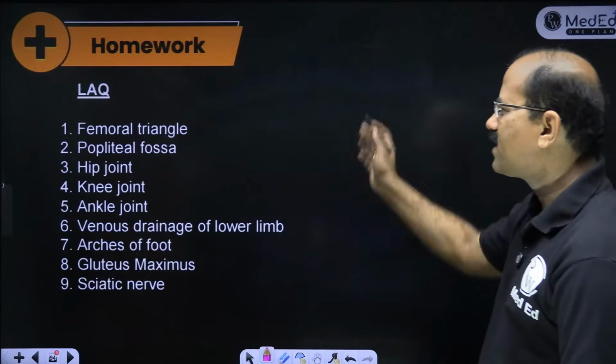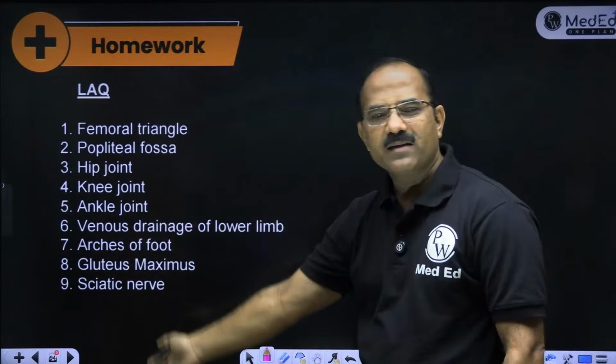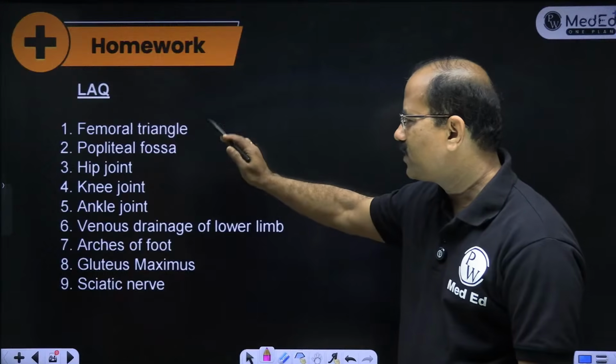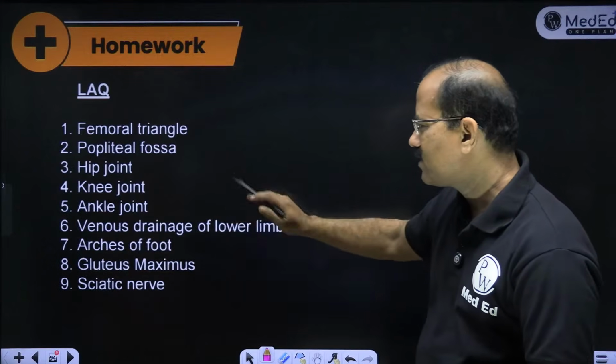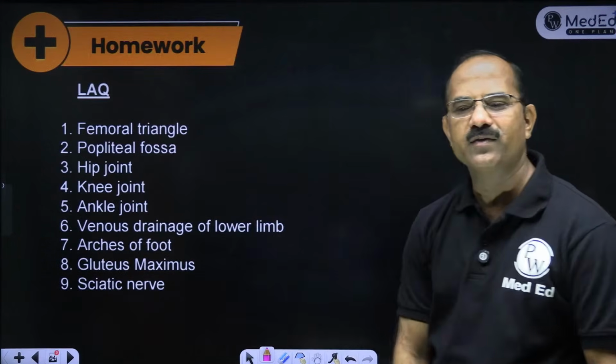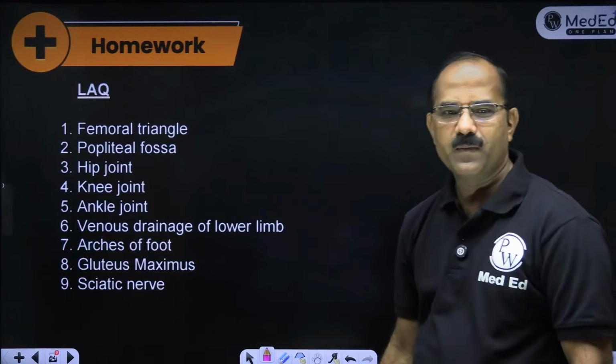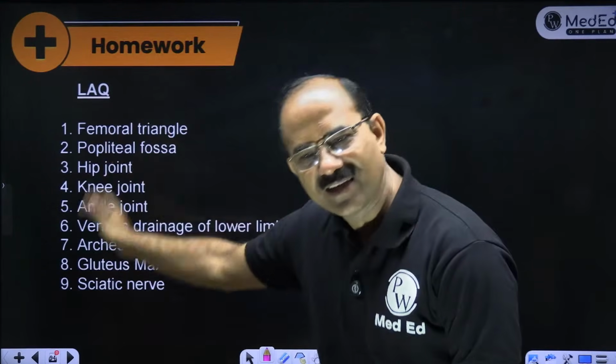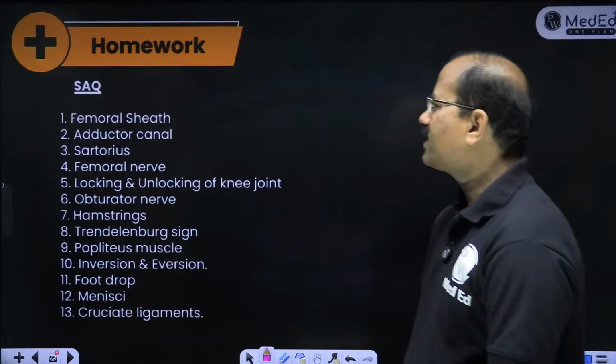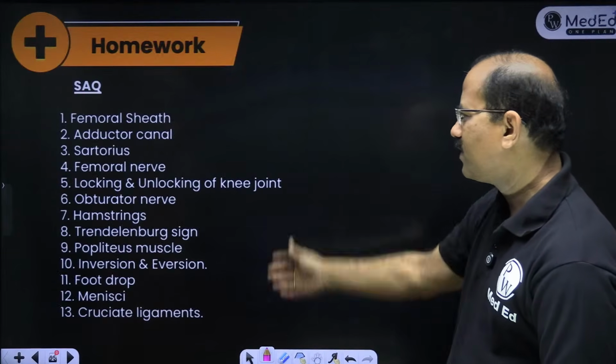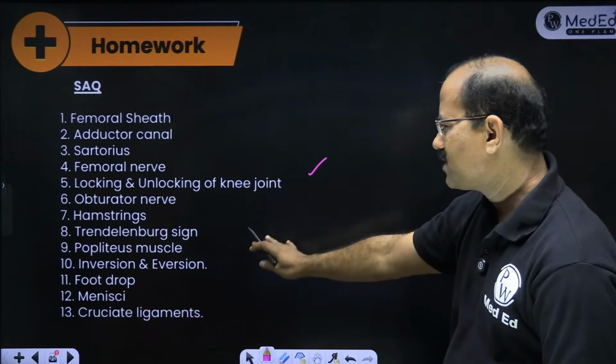Okay, so this is how the clinical questions are. These are the LAQs: femoral triangle, popliteal fossa, hip joint, knee joint, ankle joint, venous drainage, arches, gluteus maximus, sciatic nerve. These are the LAQs. You want a Super 30, this is all there is in the lower limb. And these are the SAQs that come. Yes, locking and unlocking is also there, the rest we have already seen.